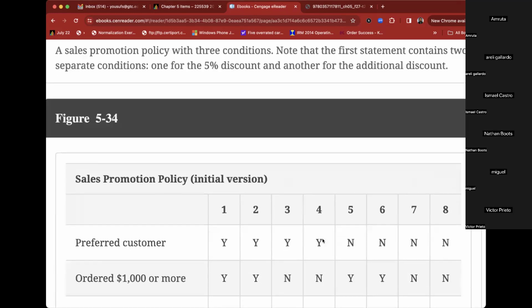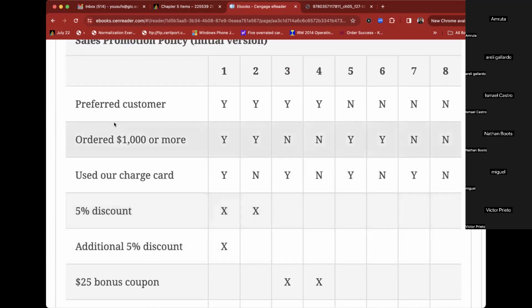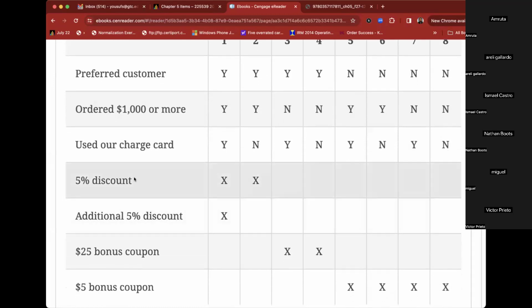Everybody's clear on the rules? Now let's put it out in table form. Here is our table. One rule is preferred customer, another rule is order of $1,000 or more, another rule is you used your charge card. Those are the 3 rules, right? And the outcomes are either you get a 5% discount, or an additional 5%, or a combination, or $25, or $5. Those are the 4 outcomes.